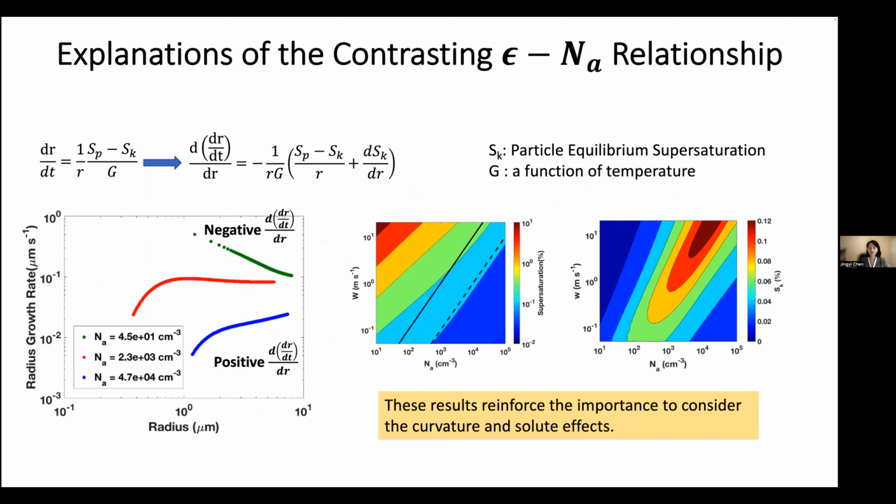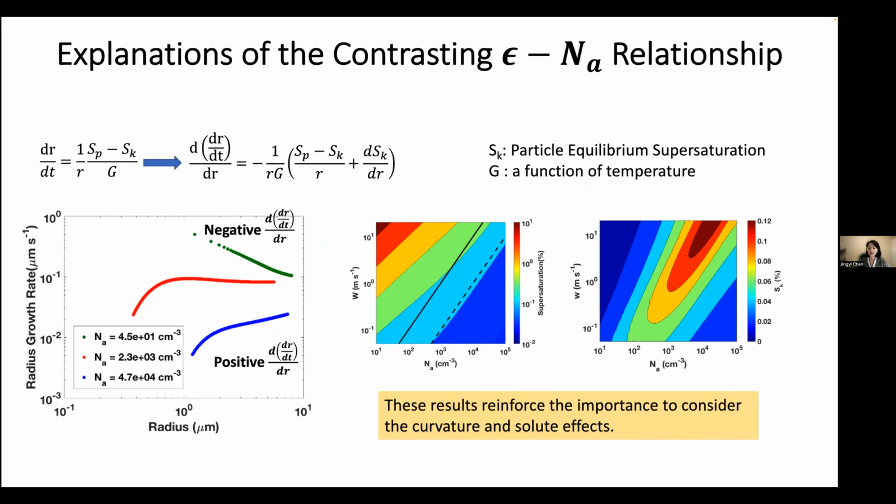Now you may have the question why this happens, why the relative dispersion increases when aerosol number concentration is low, but the opposite when NA is high. Here is the explanation. Starting from the condensational growth equation, that is a key equation used in this cloud parcel model to describe the droplet growth of each particle bin.